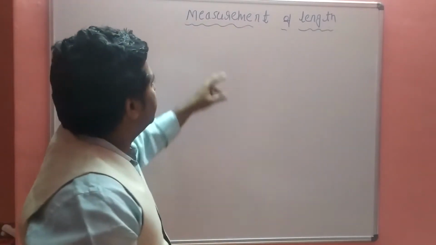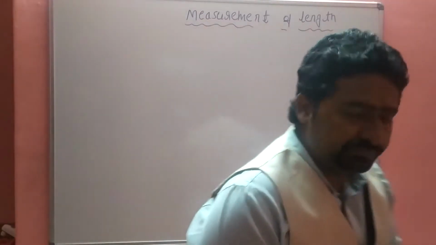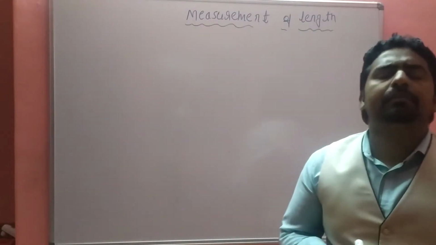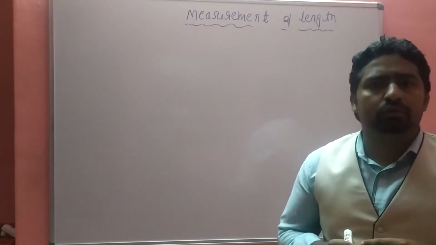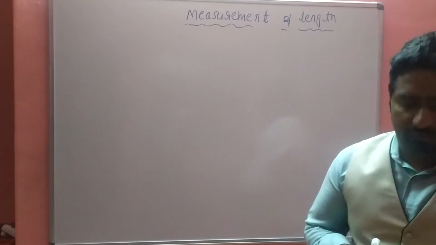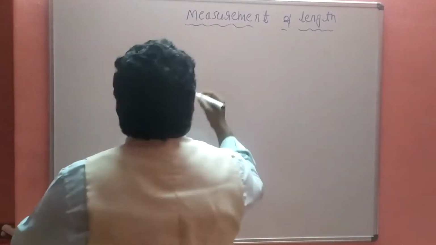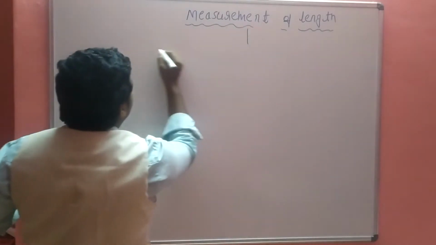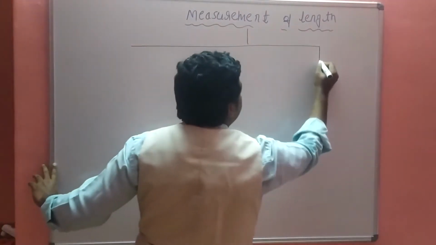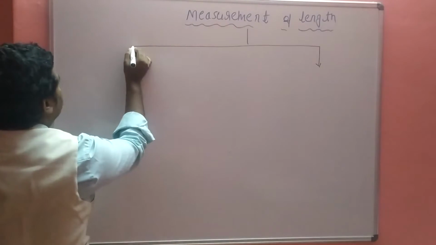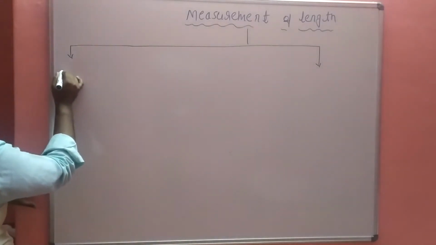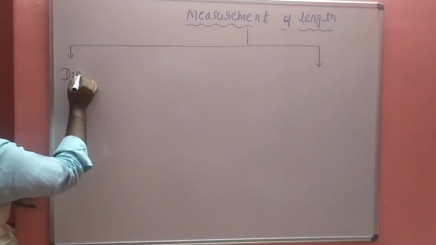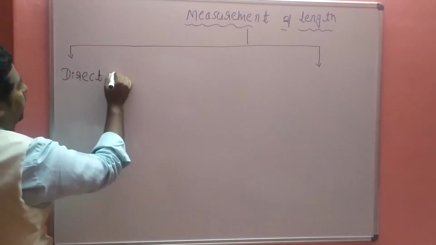Okay, that is measurement of length. So length can be measured in two methods. The first one is the length is measured in direct method. So this is the direct method.